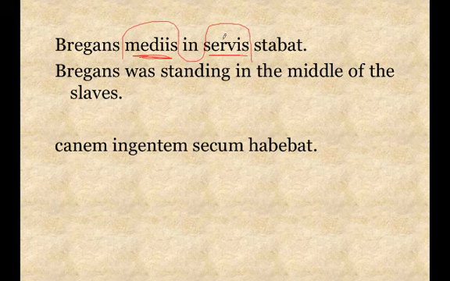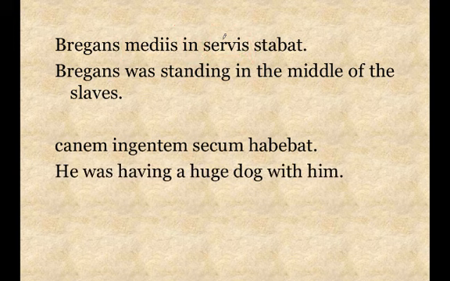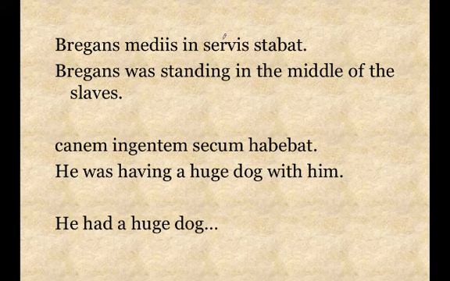Literally, canem ingentem secum habebat means he was having a huge dog with him. Now, here is one of those cases where the imperfect just seems like an over-translation, and you certainly can just turn this into a regular perfect tense sounding verb in English. He had a huge dog with him.